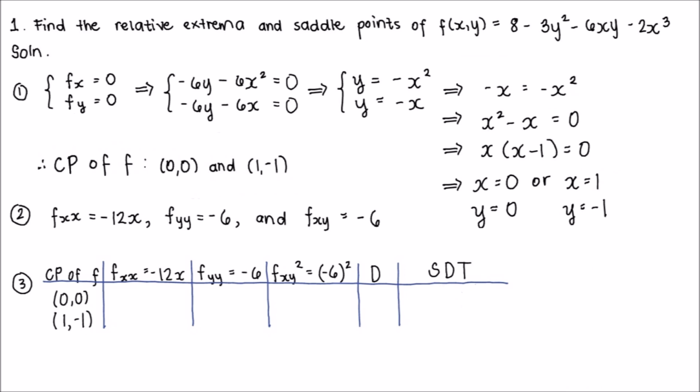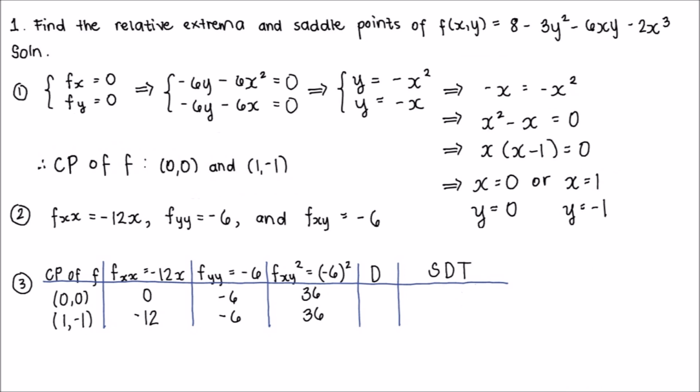Let's evaluate f sub xx, that is negative 12x, on the first point (0, 0). X is 0 here, so negative 12x is also 0. For the second point, x is 1, so negative 12x is equal to negative 12. And for f sub yy, we have a constant, so there is nothing to evaluate here. We can write immediately negative 6 on both rows. The next derivative is also constant, but let's get its square to help us compute D faster. So let's write here positive 36.